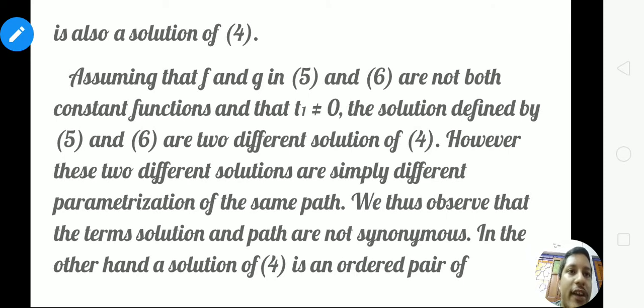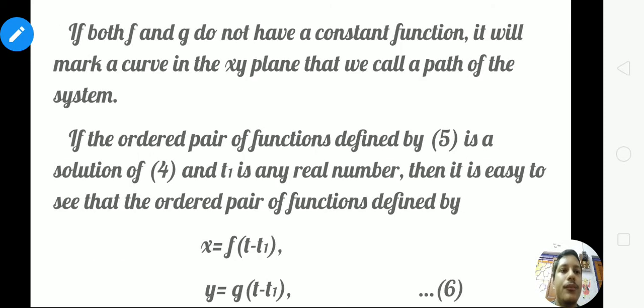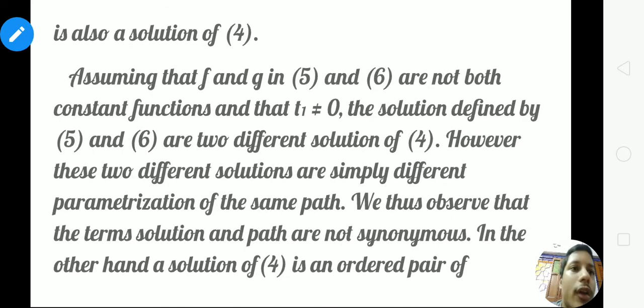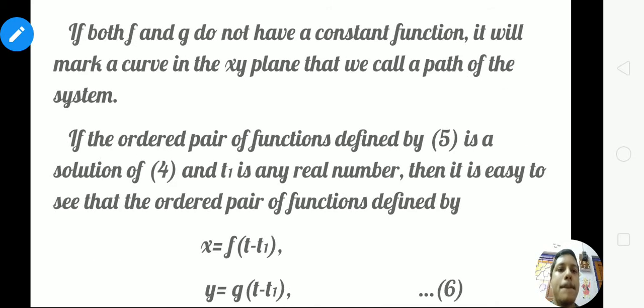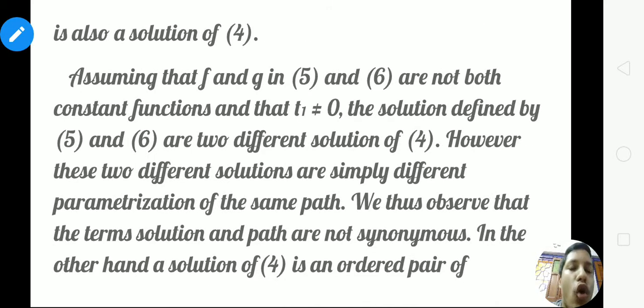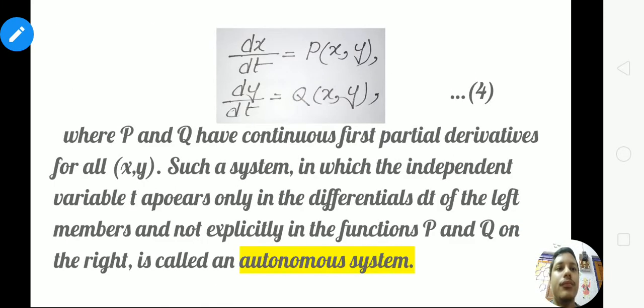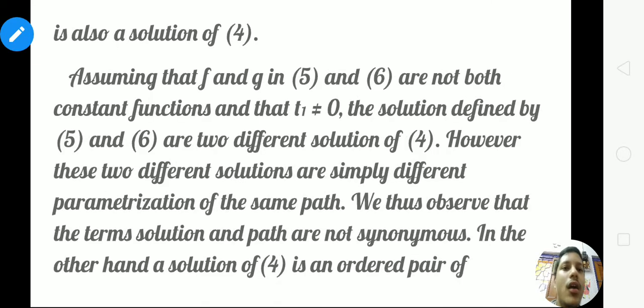Assuming that f and g in equation 5 and 6 are not both constant functions and t0 = 0, the solutions defined by 5 and 6 are two defined solutions of equation 4. However, these two defined solutions are simply different parameterizations of the same path. We thus observe that the terms solution and path are not synonymous.